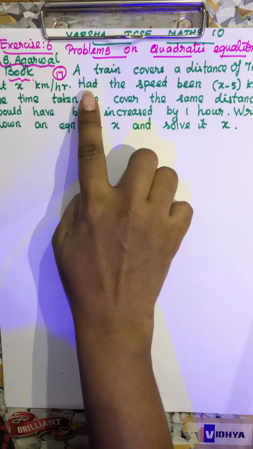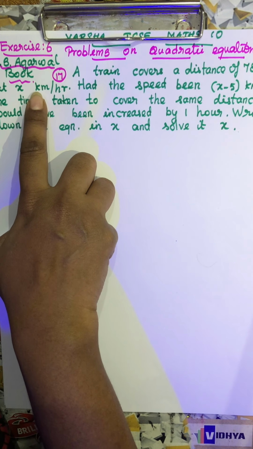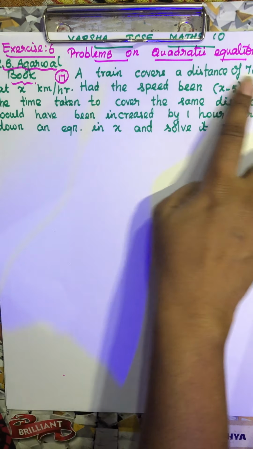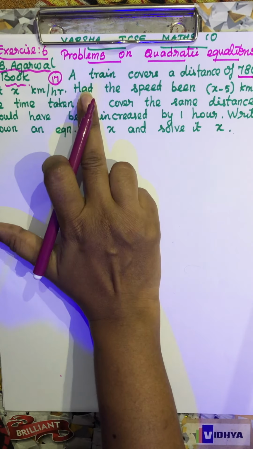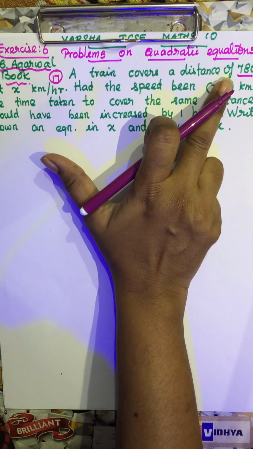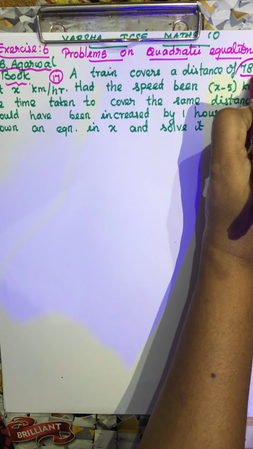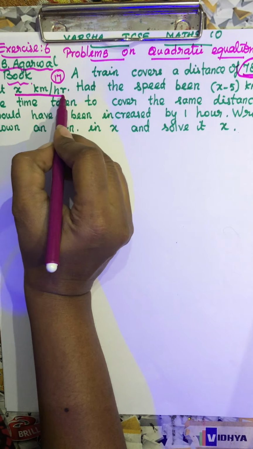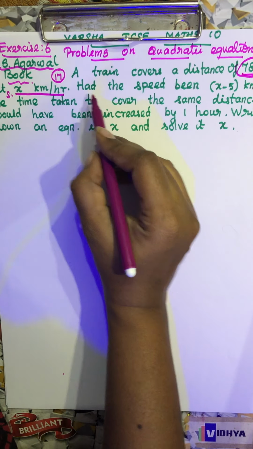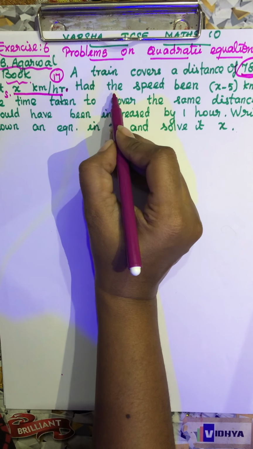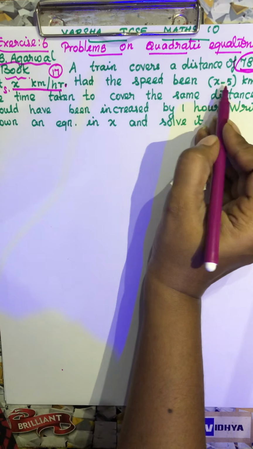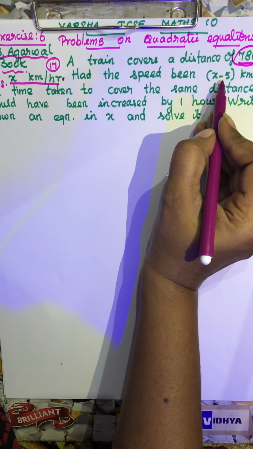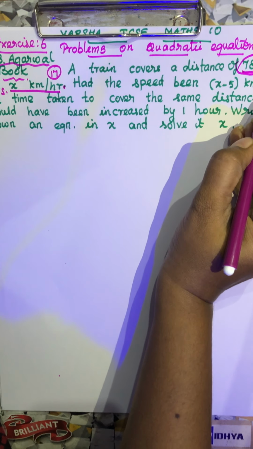A train covers a distance of 780 kilometers at x kilometers per hour. So this is distance and this is speed. Had the speed been x minus 5. Already here it is x, so the speed is reduced by 5 kilometers per hour.